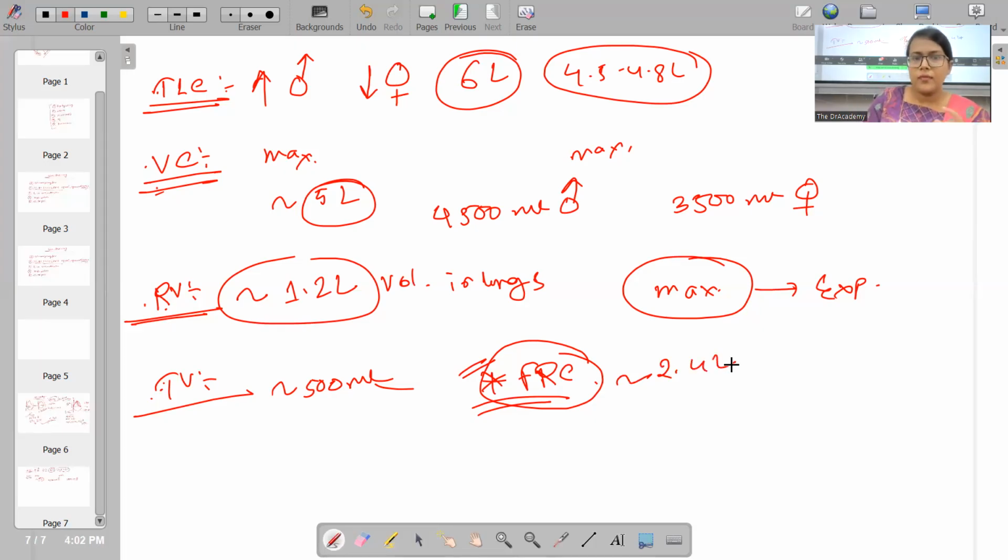Okay. So I think these are the 5 most important definitions you should focus on, and the numerical value of each of these lung capacities or volumes.